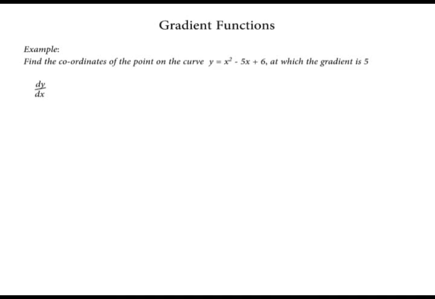And so dy over dx will be equal to 2x minus 5. We know the gradient is 5, and so we equate that to the gradient function. 2x minus 5 is equal to 5. 2x is 10, x is 5. And so we know at the point where gradient is 5, the x coordinate is 5.